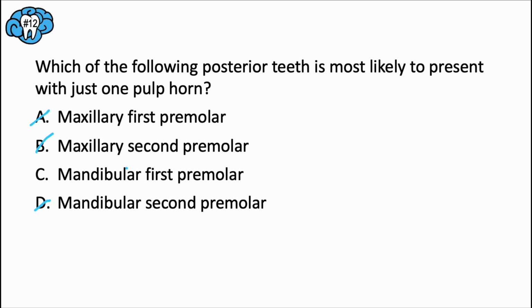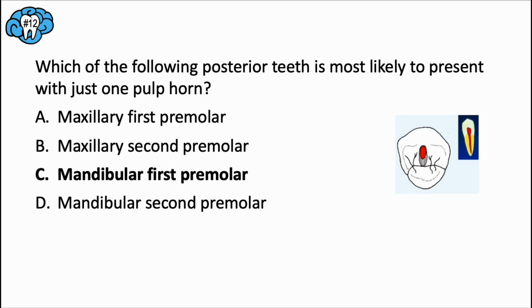But the mandibular first premolar has that really short lingual cusp, and that cusp can be so small that it doesn't even carry a pulp horn with it. And then what we're left with is only one pulp horn that comes from the facial cusp tip. So the answer to this question is C.